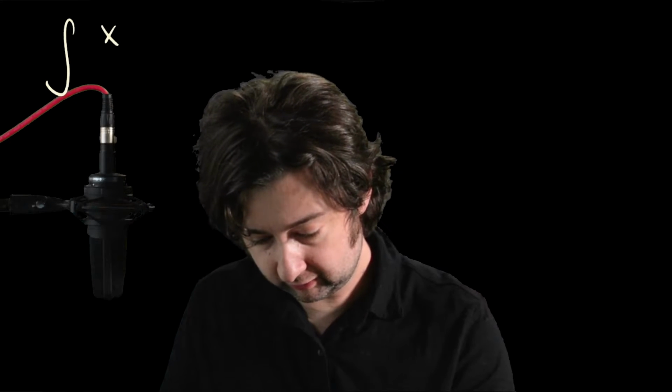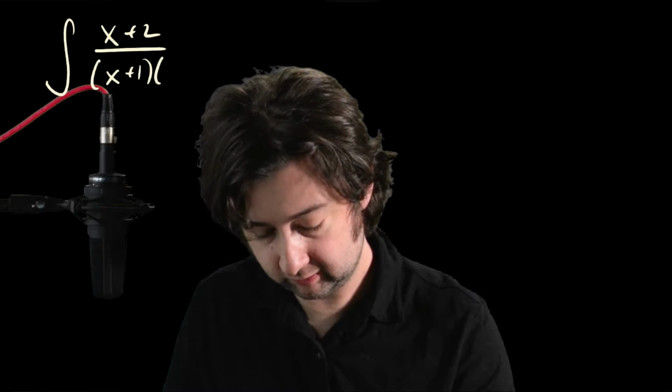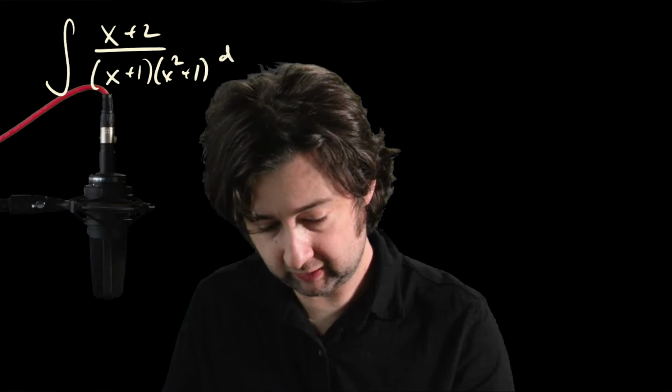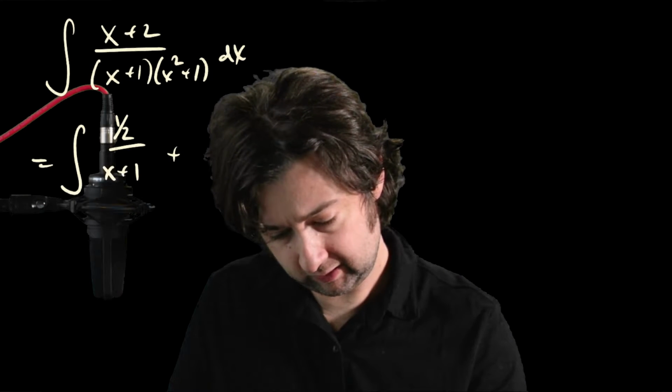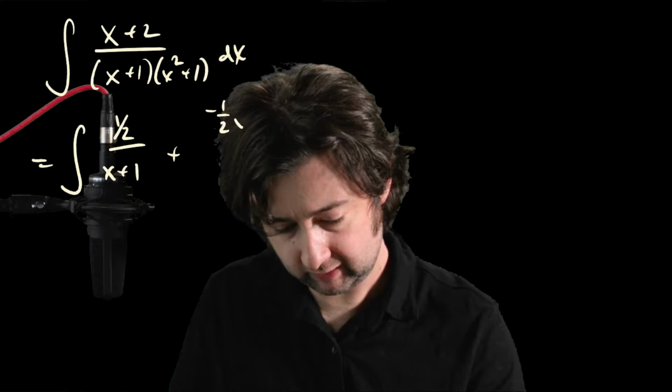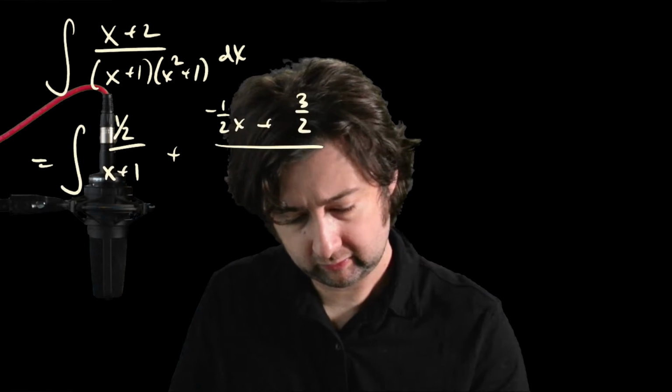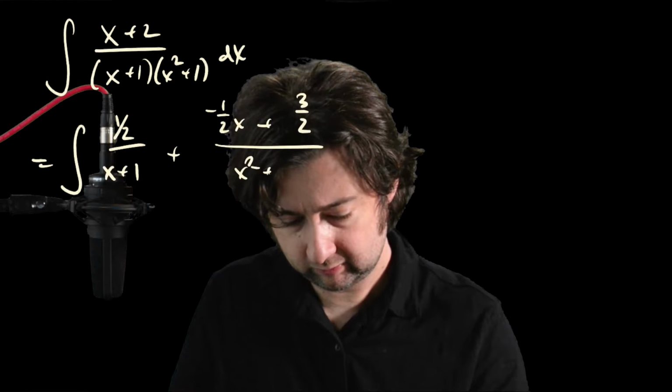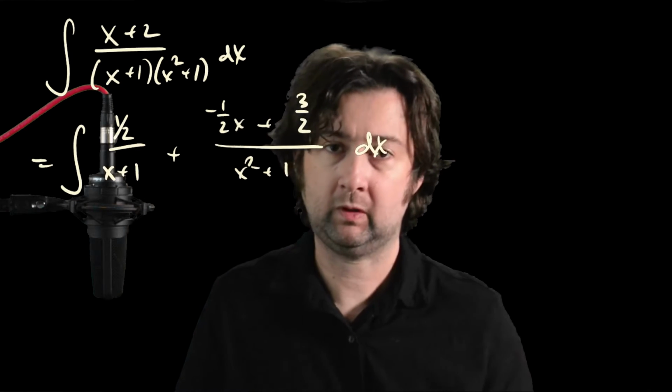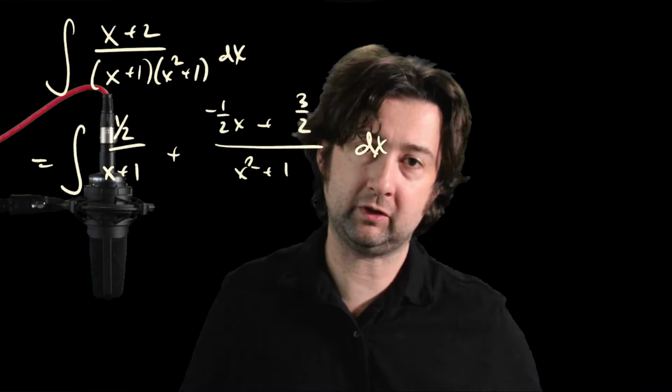The integral of x plus 2 over x plus 1 times x squared plus 1 dx is really the integral of, let's see, we had a 1/2 over x plus 1 and a negative 1/2 x plus 3/2 over x squared plus 1. And I'm very close to being able to solve this problem now.